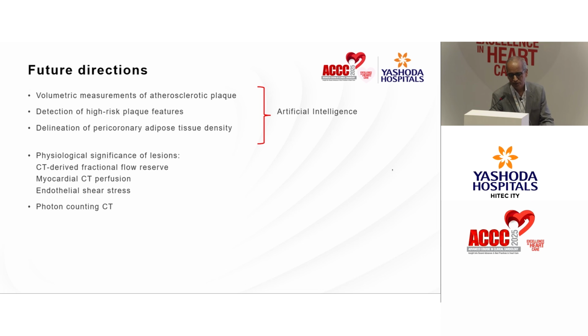Myocardial CT perfusion and endothelial shear stress are also being performed using the 3D fluid dynamic computational models. And photon-counting CT can depict the smaller arteries much better, and it can show the contrast and the luminal stenosis much better than currently available multi-detector row CTs. But it's pretty expensive. It costs over 45 crores. I don't think it's there in India as yet.